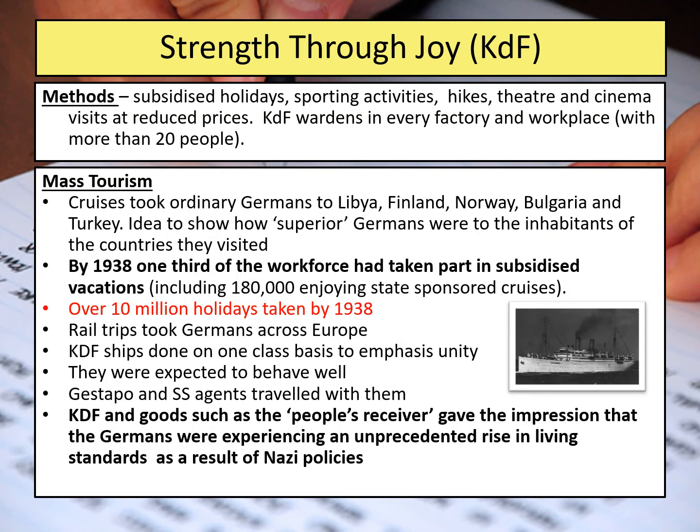So now let's think about, what did the Strength Through Joy actually do? What were the methods that they used? So this was an organisation that provided subsidised holidays, sporting activities, hikes, theatre and cinema trips, as well at reduced prices. The idea was that there would be a KDF warden in every factory and every workplace that had more than 20 people working there.